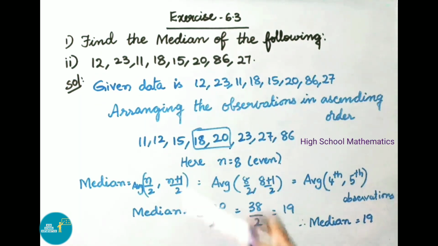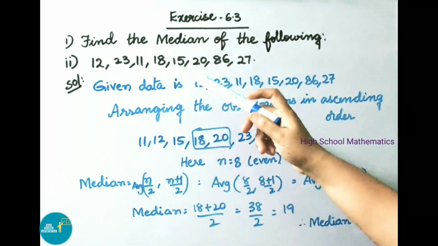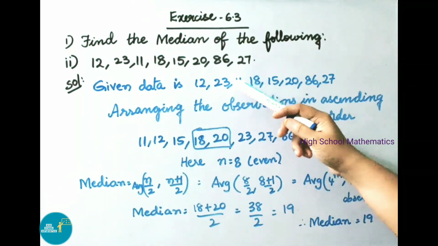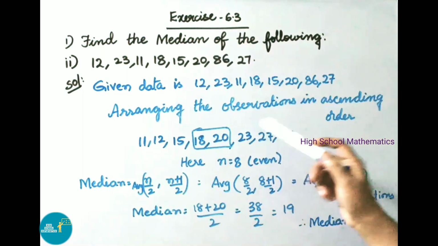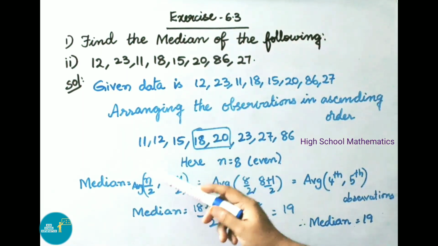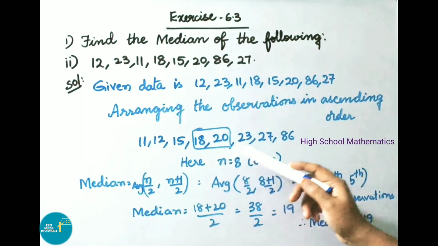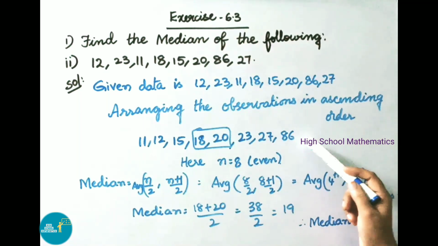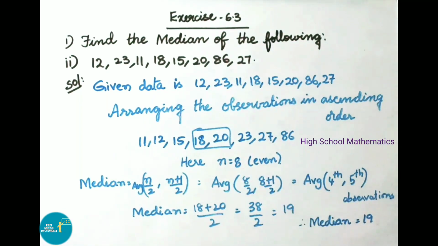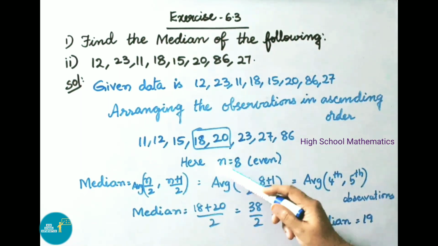Now first question, second sum: 12, 23, 11, 18, 15, 20, 86 and 27. Let us see the solution. Given data is, we have entered the given observations. Now arranging the observations in ascending order: 11, 12, 15, 18, 20, 23, 27 and 86. If we count, the number of observations were 8. So here n value is equal to 8, which is an even number. So we have to find the median, that equals the average of n by 2 comma n plus 1 by 2, that equals the average of, here n value is 8.